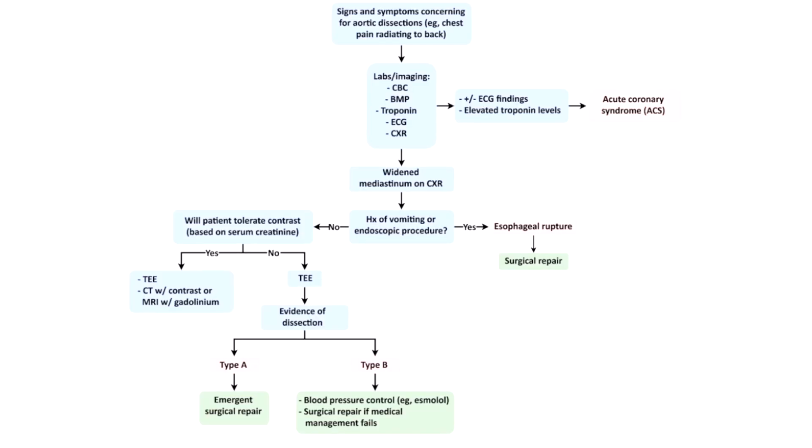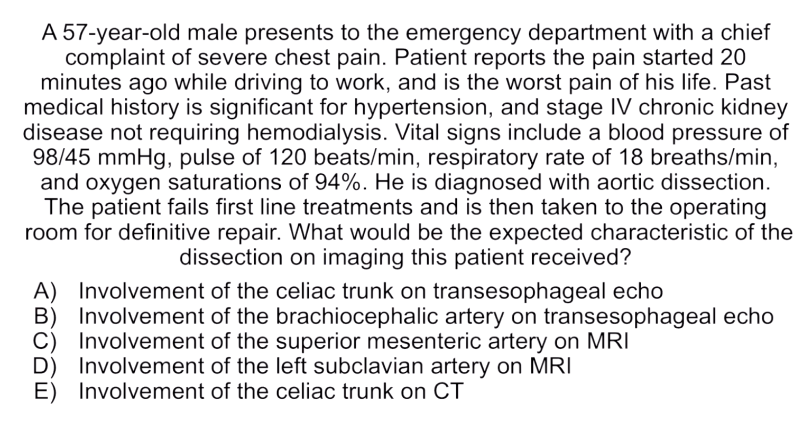Coming back to our algorithm, management of type A dissection is emergent surgical repair, while type B is medically managed with blood pressure control. If the medical management of type B dissections fails, then surgical repair is indicated. Let's end this lecture with a question.